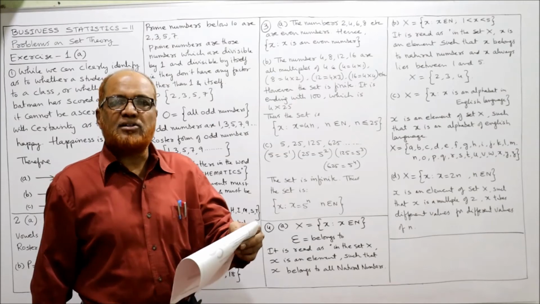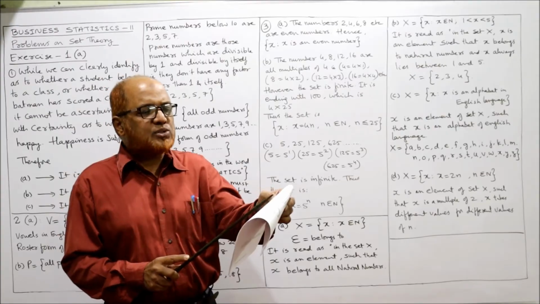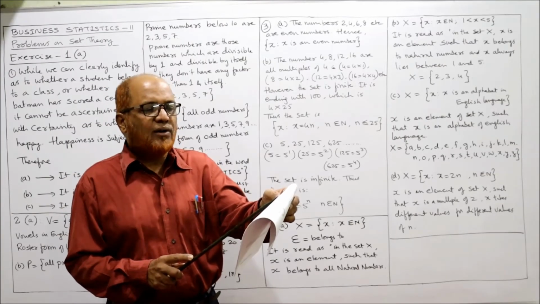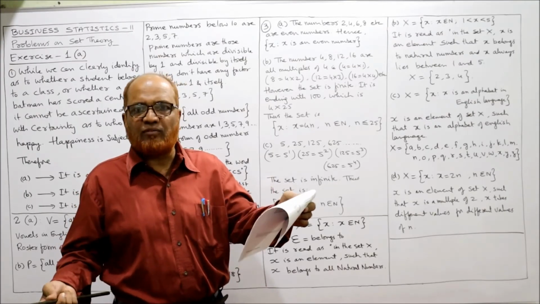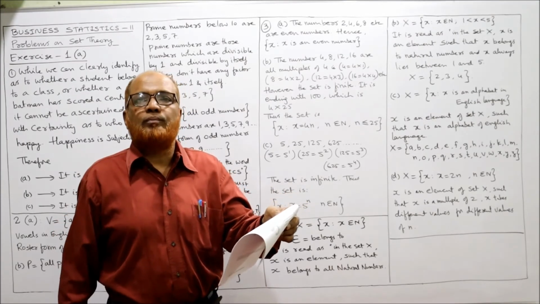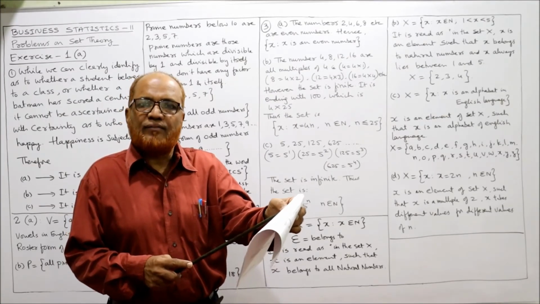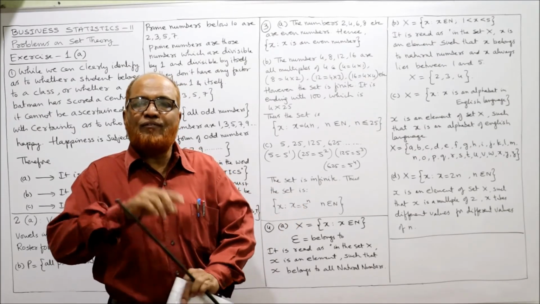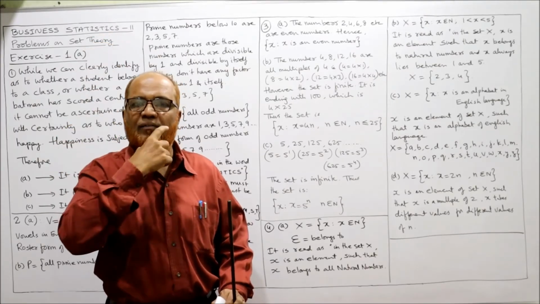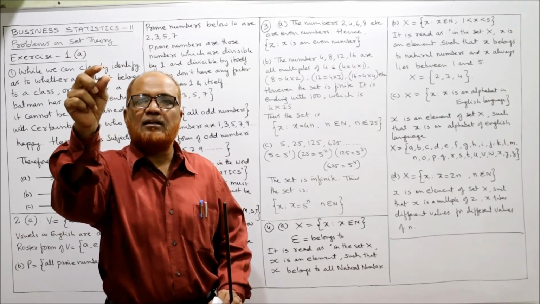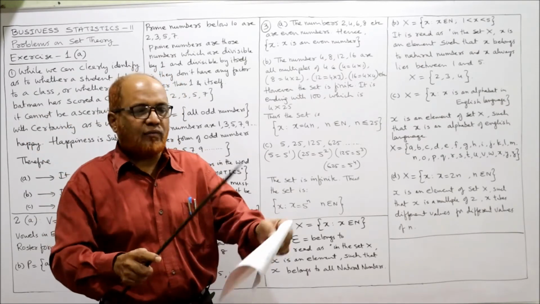Next comes part C: 5, 25, 125, 625. Now if you closely observe these numbers, easily we can find out 5. 5 to the power of 1 is 5 only. 5 to the power of 2, 5 square, 5 into 5, is 25. Then 5 cube, 5 into 5 into 5: 5 5s are 25, 25 5s are 125. So 125 we are given.